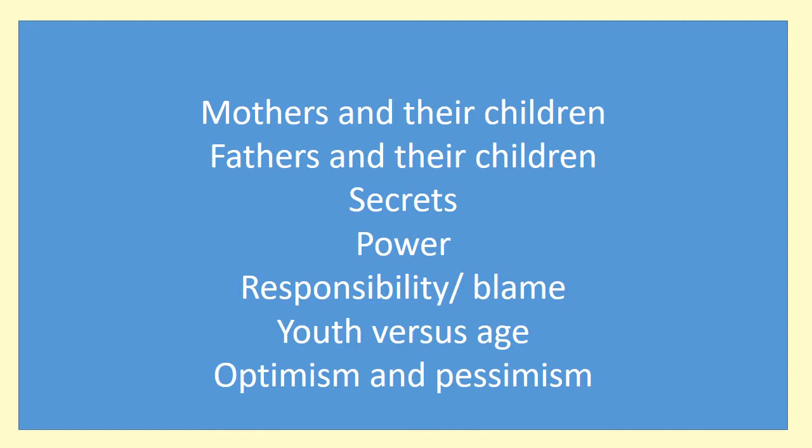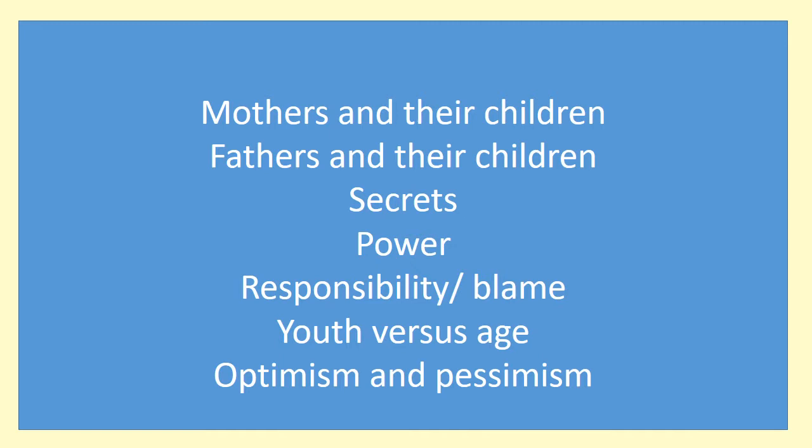Secrets and the idea of hypocrisy, saying one thing and doing another. Power and class, that's very important in this play. Responsibility and blame, who takes the blame, who accepts responsibility, who doesn't. Youth versus age, which is mainly what this presentation is about, certainly on the age side of things. And then optimism versus pessimism. Optimism, the future is bright. Pessimism, the future is bleak, everything is terrible. Or maybe somewhere in between.